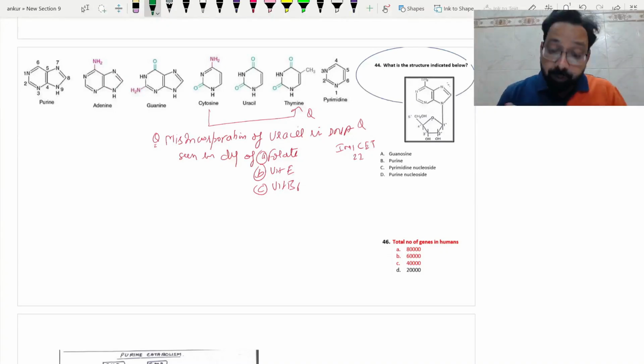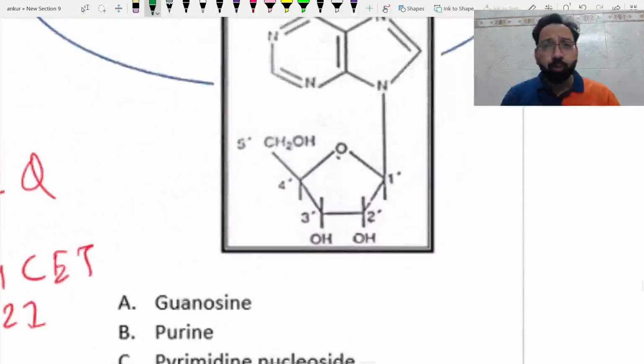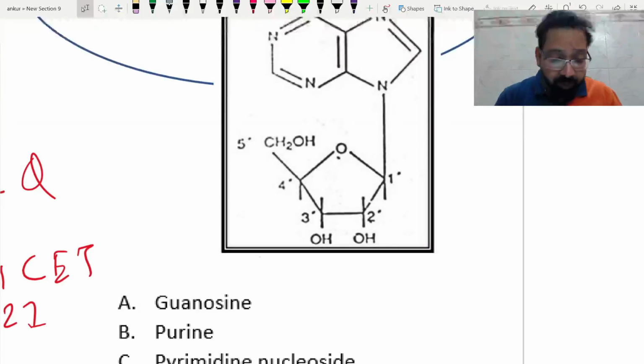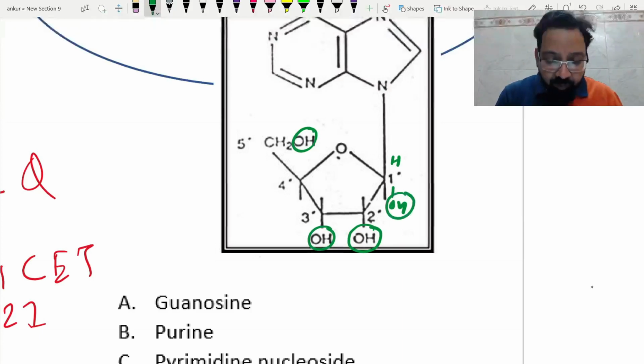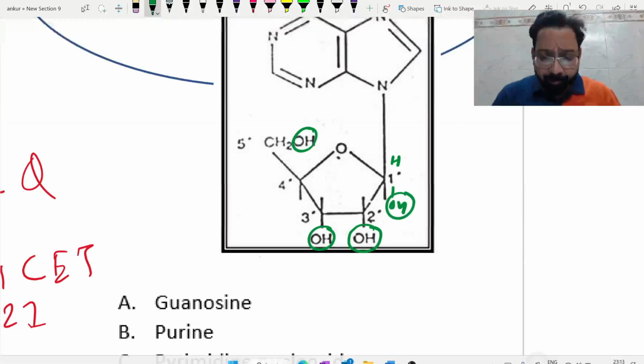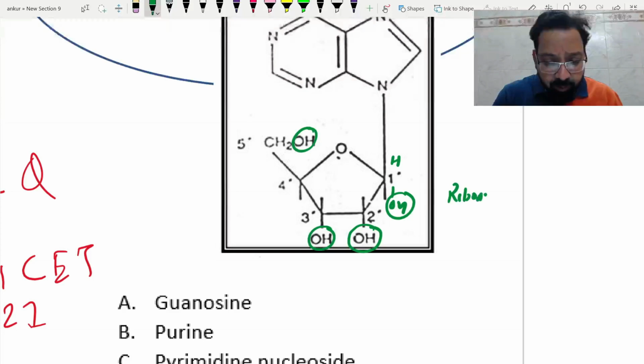Hi friends, recently a question was asked about dideoxynucleotide. You all know that ribose is a pentose sugar. It has 5 carbons and 4 OH groups. If I write here HOH, it means there are OH groups at C2, C3, C5 and C1. Okay, this is ribose sugar.